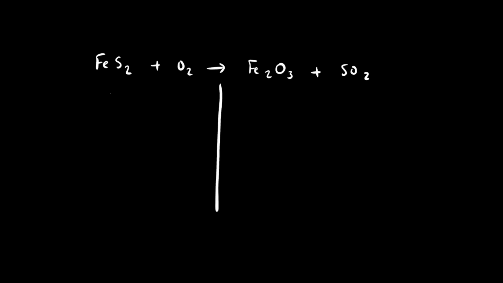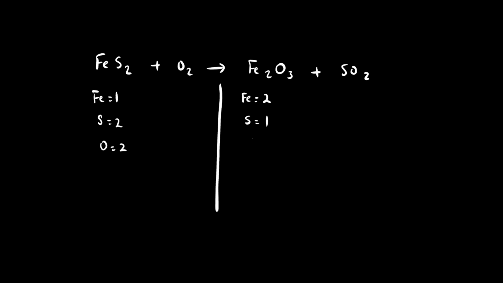In this equation, we have iron disulfide reacts with oxygen gas to produce iron oxide and sulfur dioxide. On the left hand side, we have 1 iron, 2 sulfur, and 2 oxygen. On the right hand side we have 2 iron, 1 sulfur, and a total of 5 oxygen.